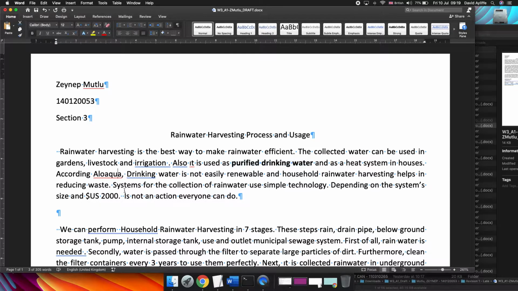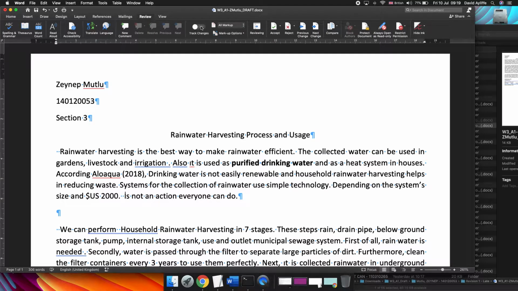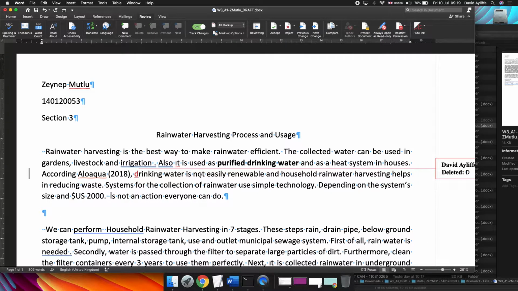Okay, according to Aloaqua, 2018, track changes. Drinking water is not easily renewable in household. Systems use simple technology. Is not an action everyone can do. What does that mean? Is not an action. What action?